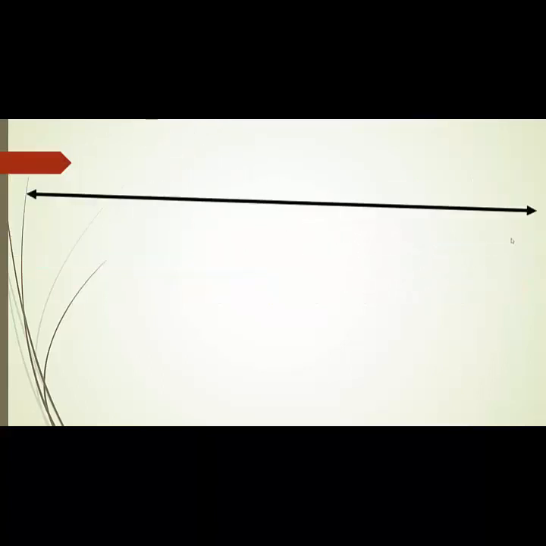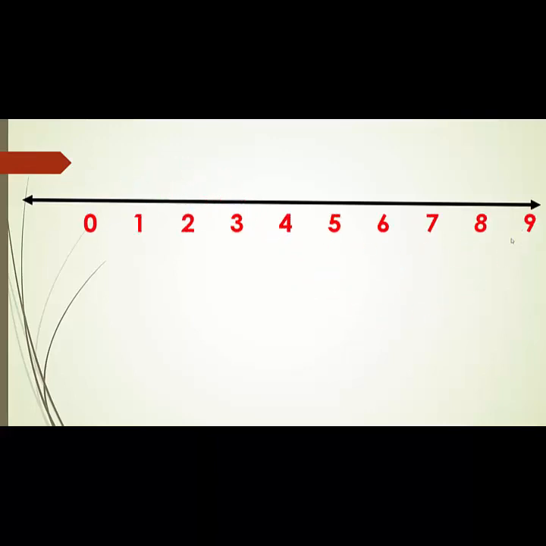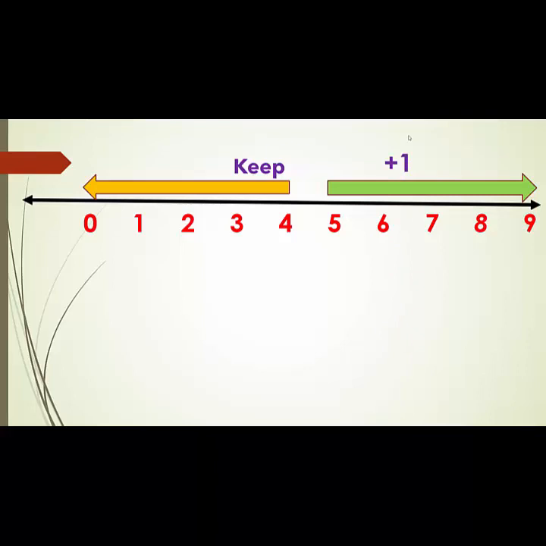Okay, now my students, this is a number line, and here we have this number. If I am number 4, 3, 2, 1, 0, we do rounding down, so we keep the number as it is. But if I am 5, 6, 7, 8, 9, I will do rounding up, so I will add one more.